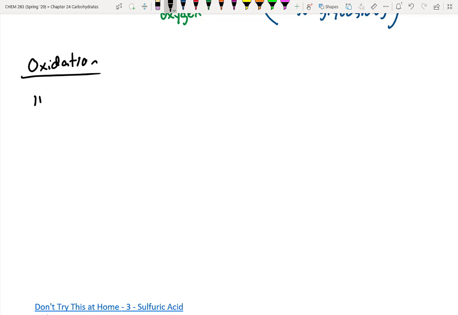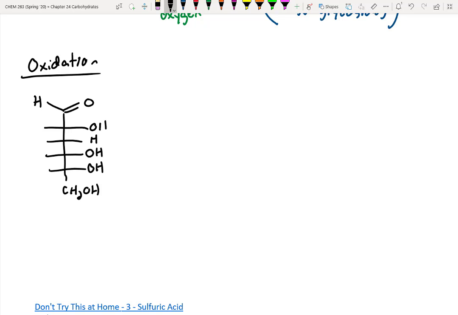So this time I'm going to switch and draw the Fischer projection form. So again, I'm going to stick with D-glucose, but we're going to show the open chain form because it makes more sense to think about oxidation occurring at the open chain form. And specifically, we've got an aldose here, right? Because it's got an aldehyde on the top. And as you can imagine, we can oxidize this.